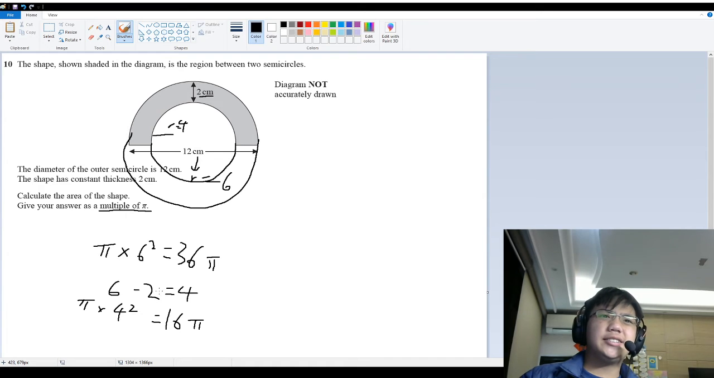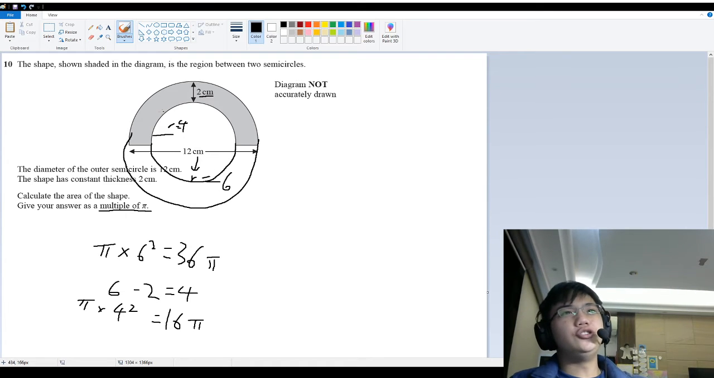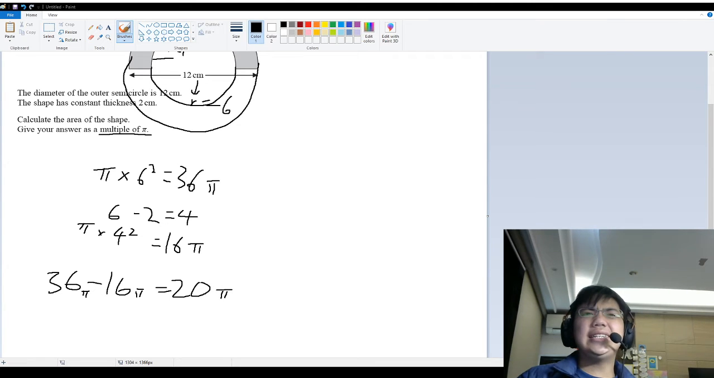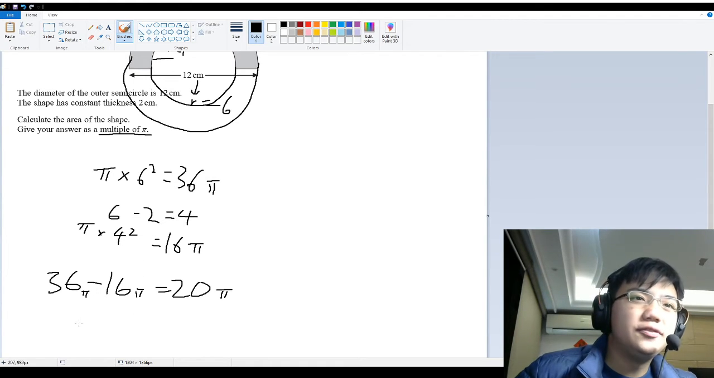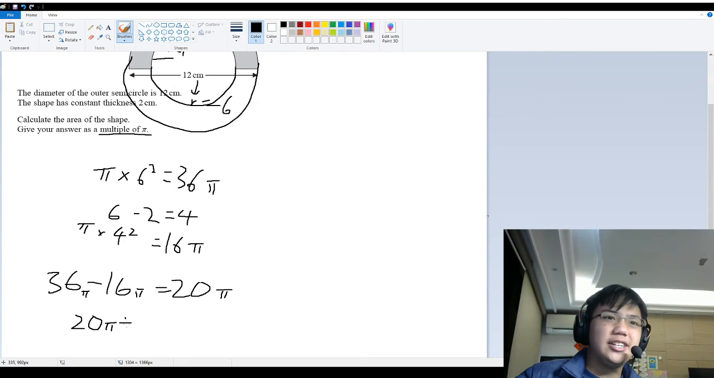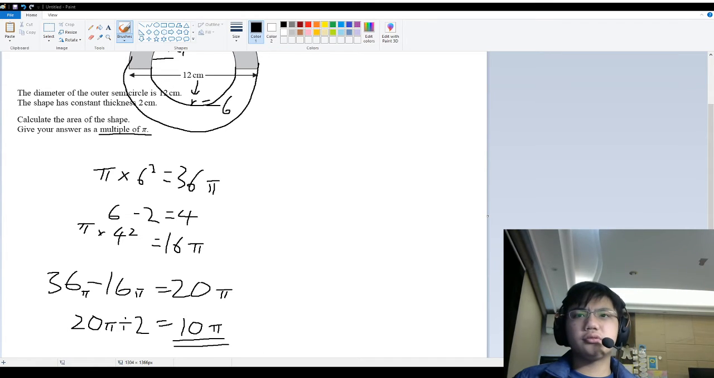And to find the area of this donut shape, we subtract 16 pi from 36 pi, from which we get 20 pi. However, we only need half of the circle, as this is a semicircle, so we need to find the area of the semicircle, which is 20 pi divided by 2, which gives us the answer 10 pi for the area of the semicircle. So far, so good.